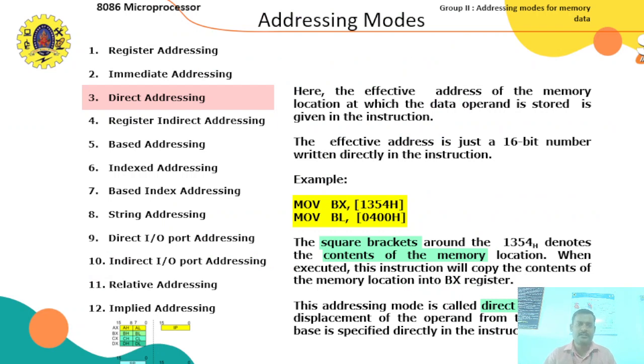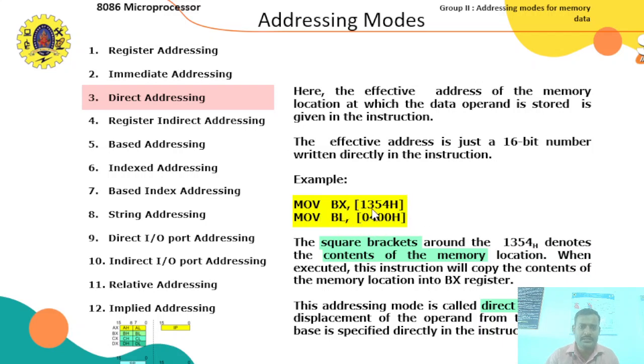Look at this first one, direct addressing mode. The name itself has the meaning. The address is specified directly in the instruction itself. That effective address, we can say it is an absolute address, will be specified in the instruction itself. Look at the example for this. MOV BX, and we take the square bracket.